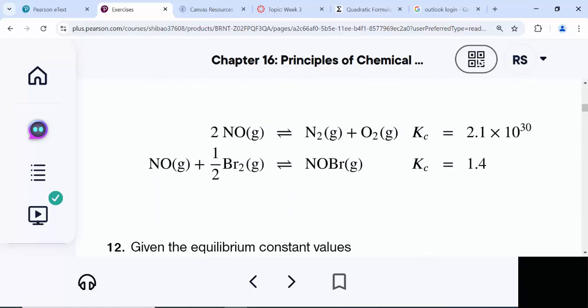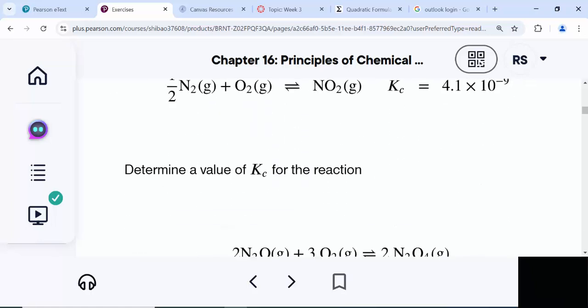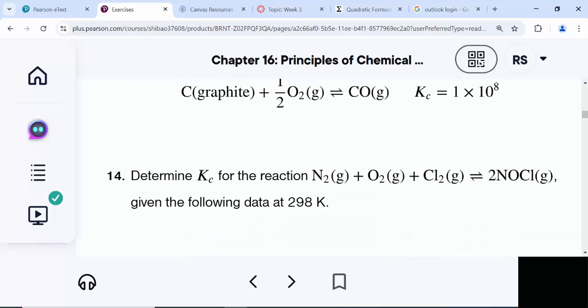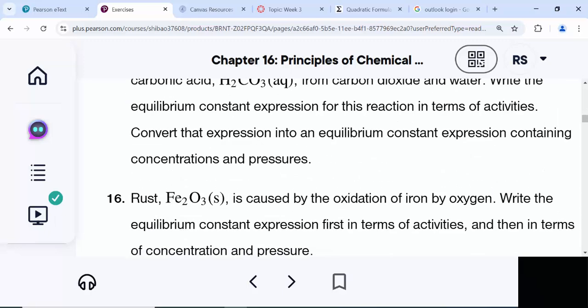Here's Hess's law. So when we add equations, what do we do with the K's? Multiply the K's. Sometimes we have to reverse them. Sometimes we have to multiply by a coefficient and change that. So this is all Hess's law.